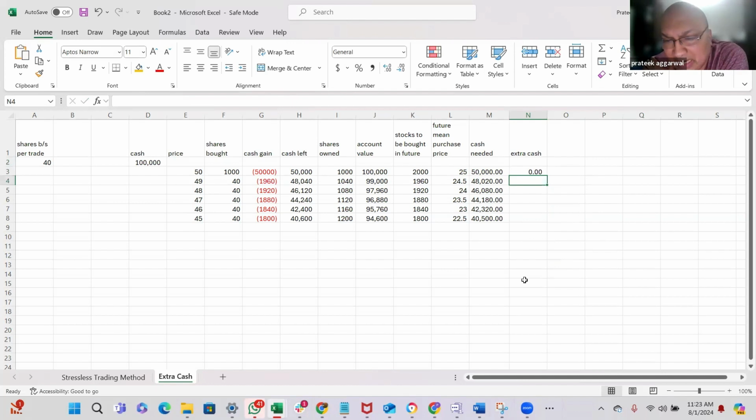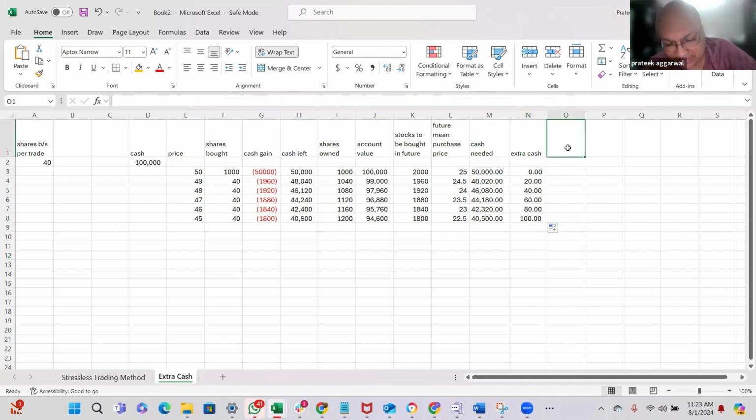When I start off, my cash needed is zero. My extra cash is zero because my cash needed balances with my cash left. But as the price goes down, you will observe that my extra cash steadily rises, right? So it steadily rises. So it is natural. I mean, the price has dropped and my extra cash is steadily rising.